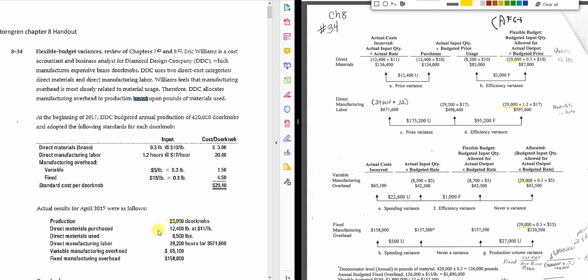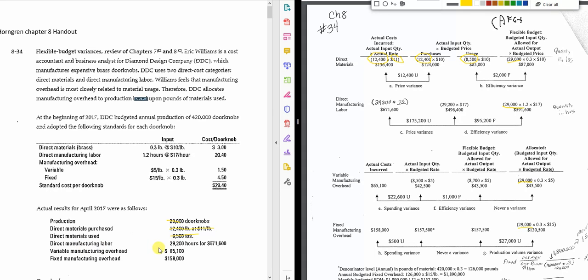Next one, direct materials purchase, $12,400 at $11 a pound. So I have actual quantity of 12,400, and I have $11 a pound, and so I can get my 136.4. So I'm done with that one. Next one, direct materials used. I have 8,500 pounds. So this is purchase, this is used. So right now I have 8,500 pounds right there. I'm done with that one.